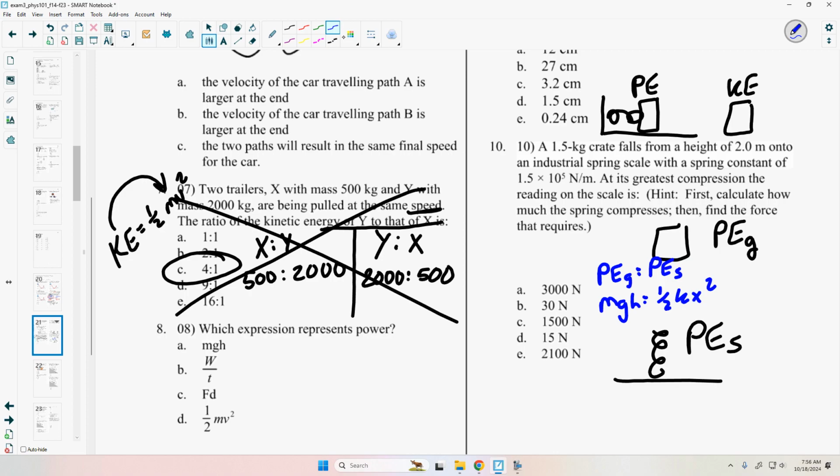mgh is 1.5 times 10, so 15 newtons. That's mg. I just did this times 10, times 2 meters is equal to 1/2 of k of 150,000 newtons per meter. And then I need to know what x is. So it's 30 divided by 75,000, square root.